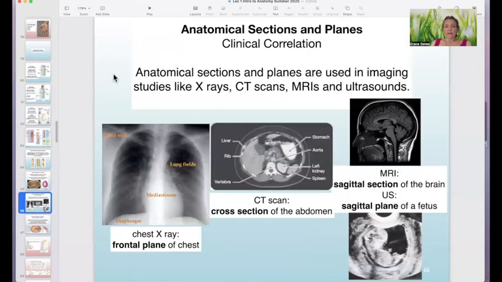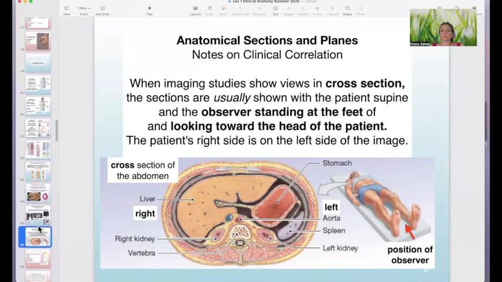All right, clinically, anatomical sections and planes are used in imaging studies like X-rays, CT scans, MRIs, and ultrasounds. And here we see a frontal plane of the chest done using a chest X-ray, a cross section of the abdomen done using a CT scan, sagittal section of the brain using an MRI, and a sagittal plane of a fetus using an ultrasound.